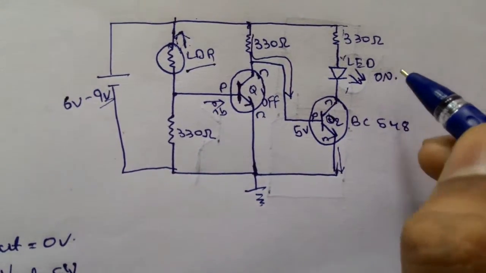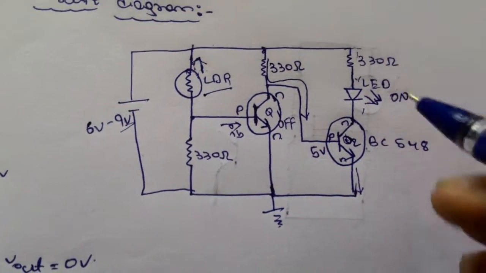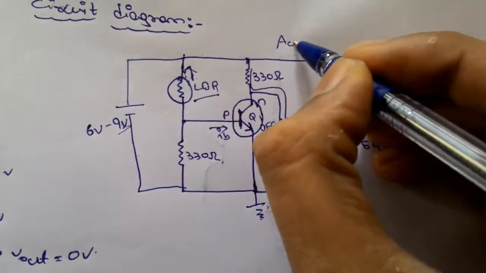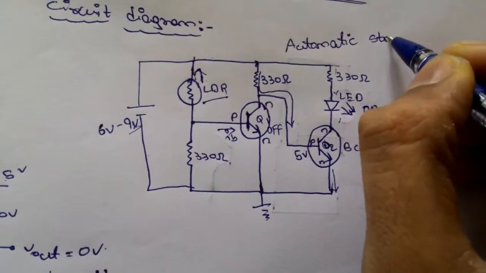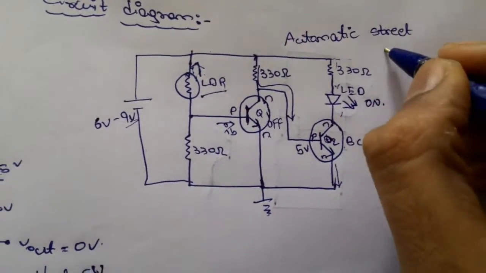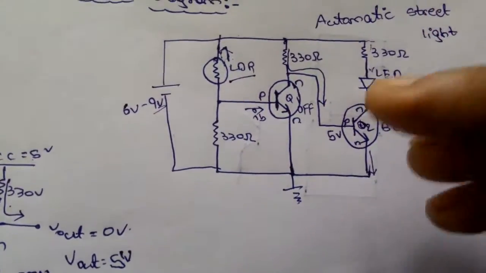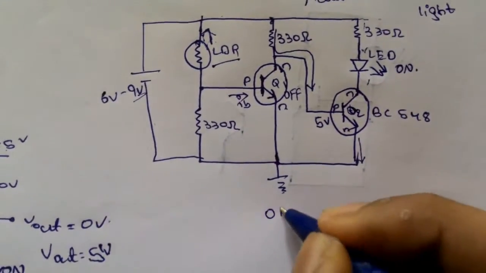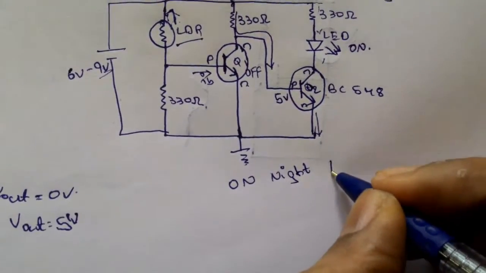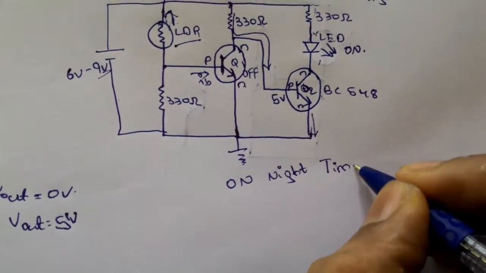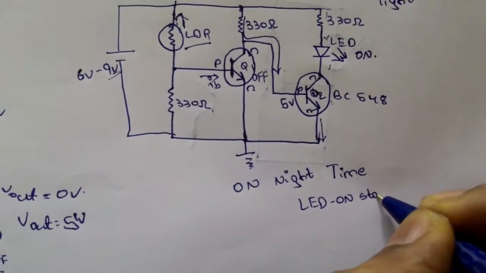This is the circuit and its working. This is used in an automatic street light. In the automatic street light condition, we can use this application at night time. The LDR is off, and the LED is on continuously.